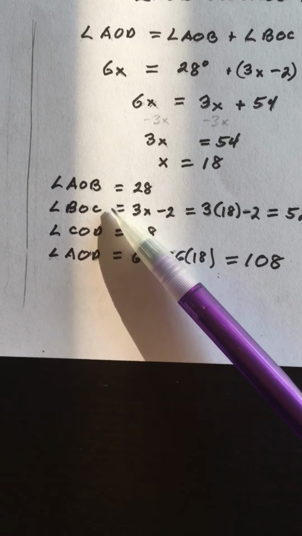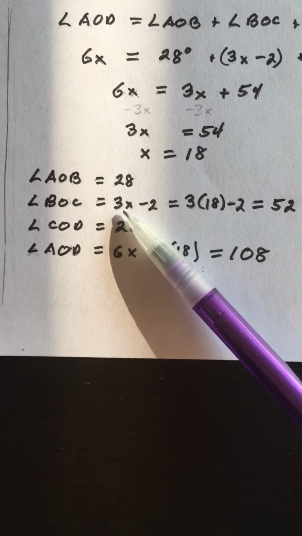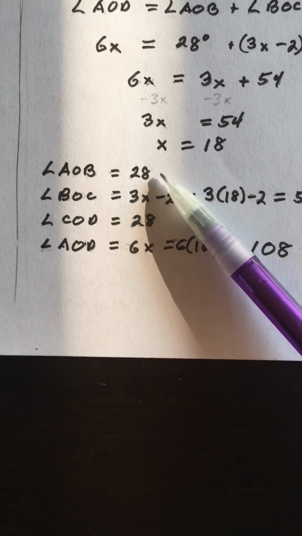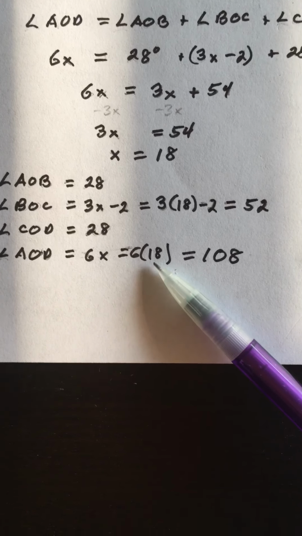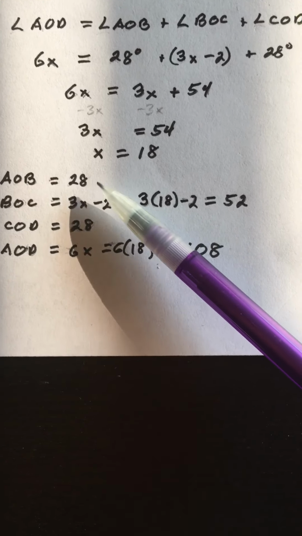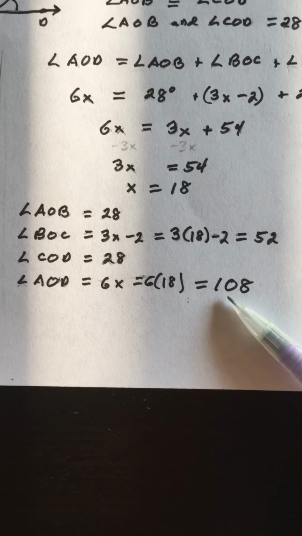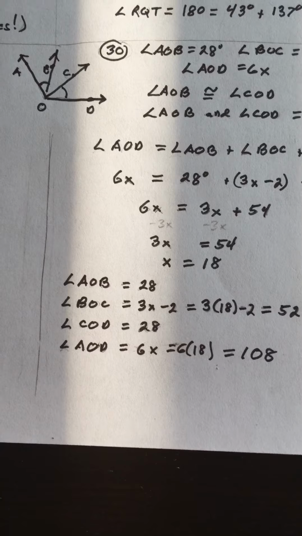I can then plug that in. Okay, so AOB I was given 28. BOC is 3x minus 2, which becomes 52. COD congruent to AOB is 28 also. AOD is 6x, which is 6 times 18, becomes 108. And I can check that if I add up 28, 28, and 52, that's also 108, so I get a check for that. And that completes section 1-4.